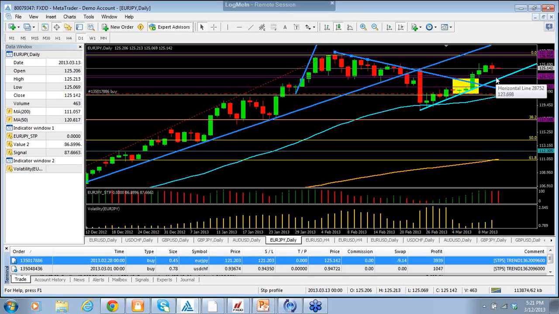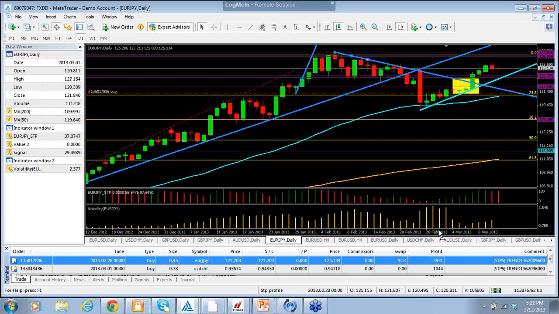Obviously, guys, a break below this trend line here that we've drawn, which would be 124.00, basically 123.95, would certainly signal to us that the trend may come back down. But for the time being, we are in a Euro Yen buy on the STP, currently up 393 pips.